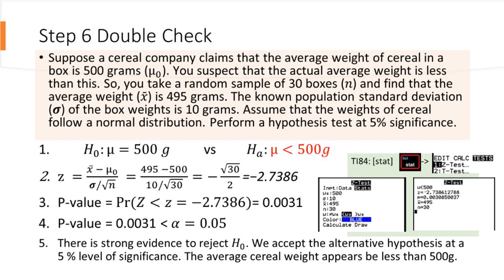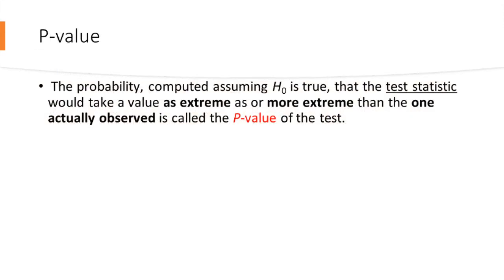Since we use p-value in the hypothesis test, we once again repeat the definition of p-value. The p-value of the test is the probability, computed assuming the null hypothesis is true, that the test statistic would take a value as extreme as or more extreme than the one actually observed.